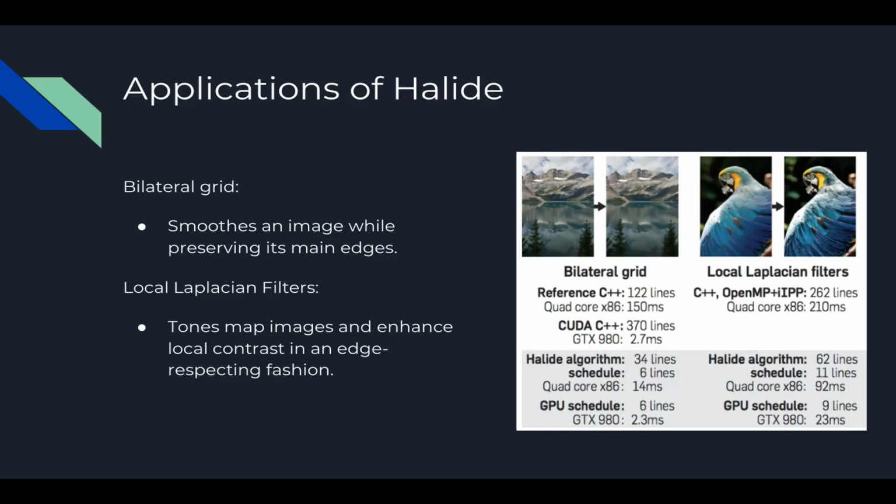In order to achieve this performance, it sacrificed locality to reduce overhead and used tile fusion to improve locality through blurring steps. Another application that Halide was tested on is local Laplacian filters, which tone map images and enhance local contrast in an edge-respecting fashion. As you can see in the image, Halide was much faster than the pure C++ version with IPP or OpenMP.